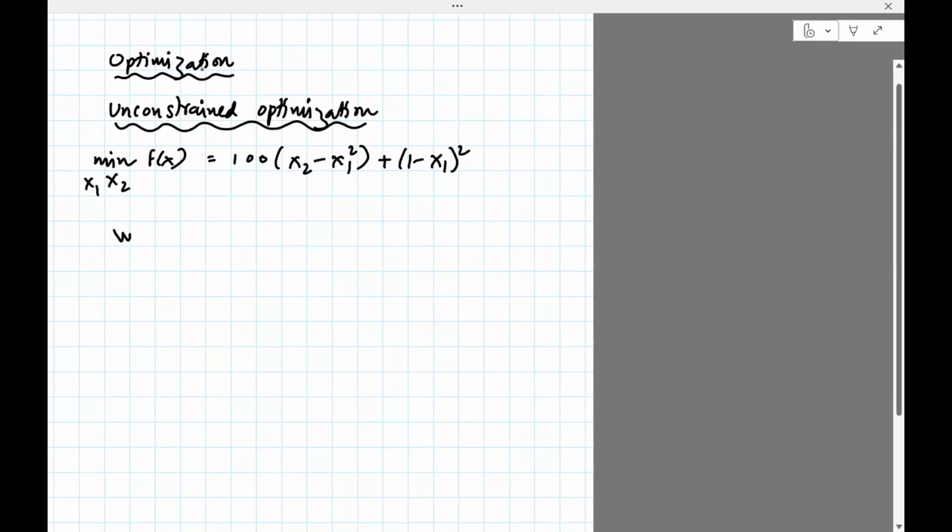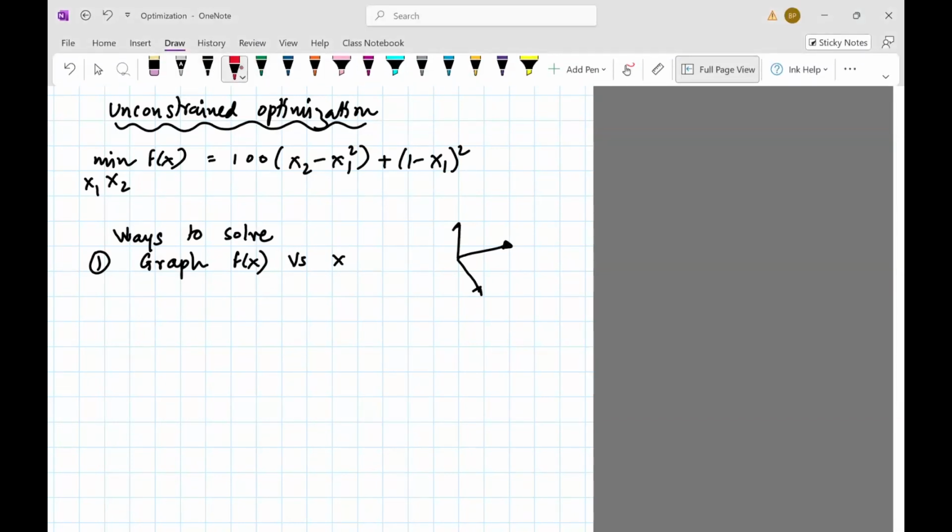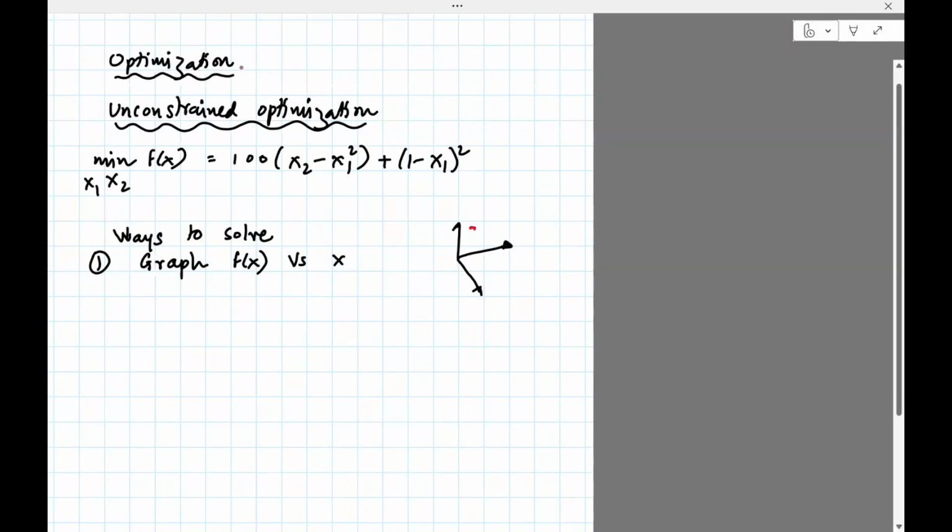Okay, so if you're given this and you've never really solved this problem before with the tools we're going to use, scipy.optimize, here are some ways you could proceed. You could graph this. Graph f of x versus x. Now remember, this is going to be a three-dimensional graph, a three-dimensional plot. And I'm just going to make up something.